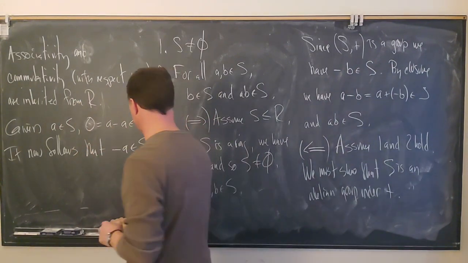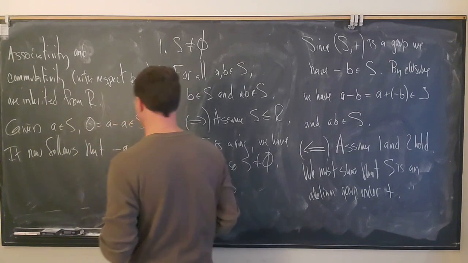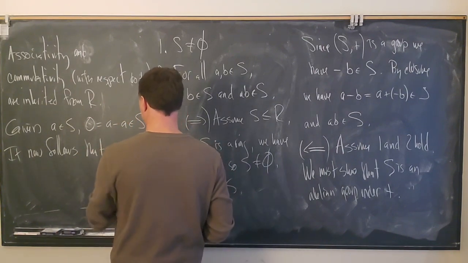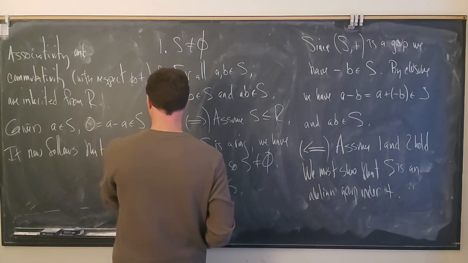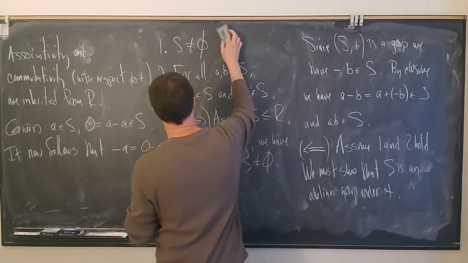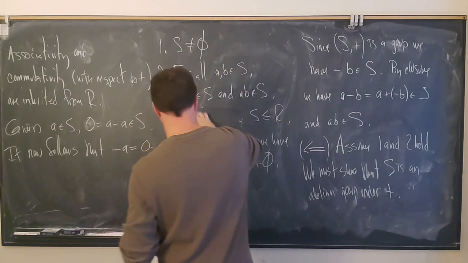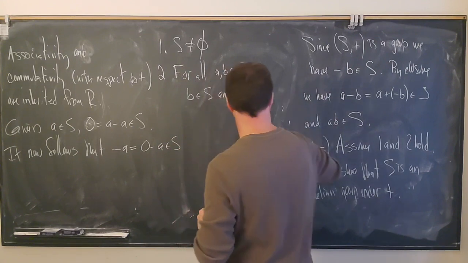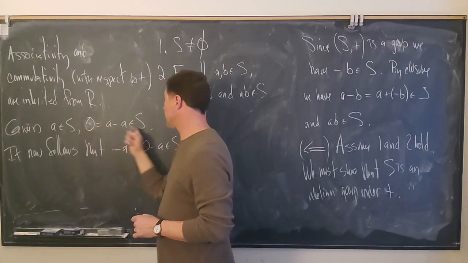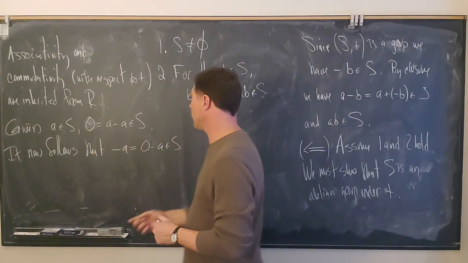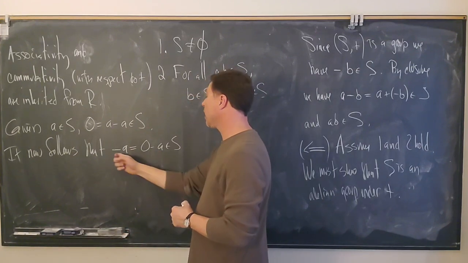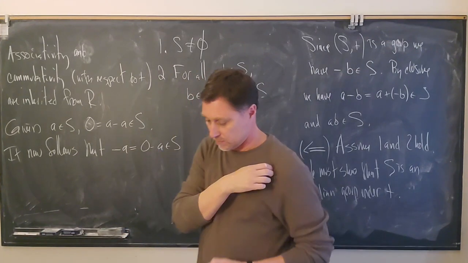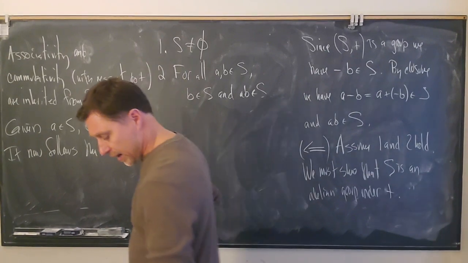And in fact, I should do this a little better. A minus A, which is 0 minus A, is an element of S, right? We know that we're closed under subtraction. So first we show that 0 lives in S. Now, knowing that it's closed under subtraction, we know that 0 minus A, which is negative A, is an element of S.